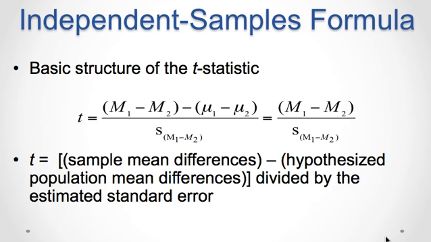Step 3. Calculate the test statistic. The t-statistic for the independent samples design has the same structure as the one sample t introduced in Chapter 10, where t is equal to sample statistic minus the hypothesized population parameter divided by estimated standard error.